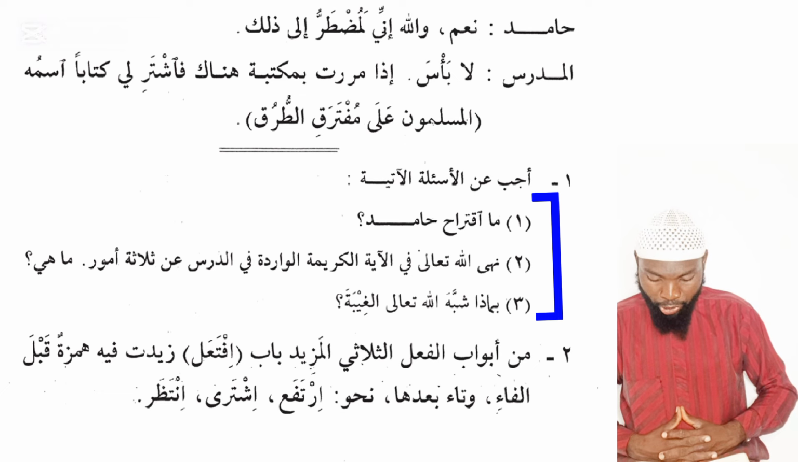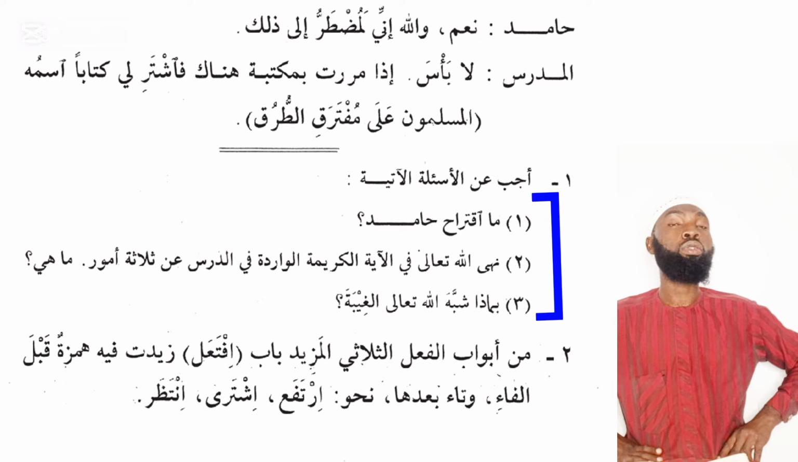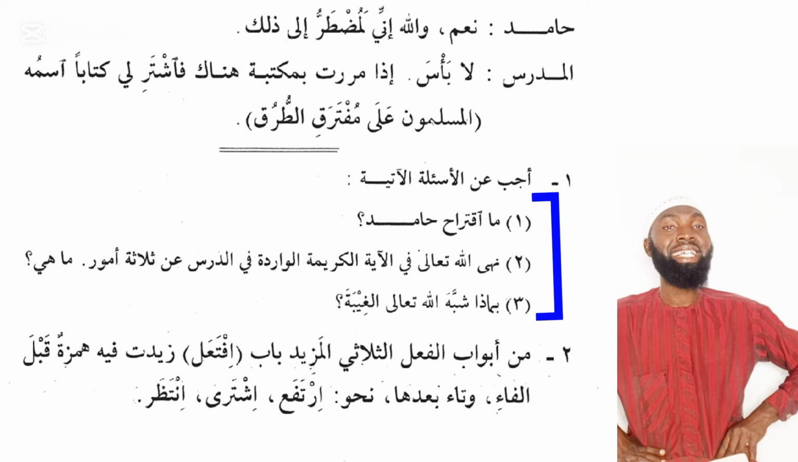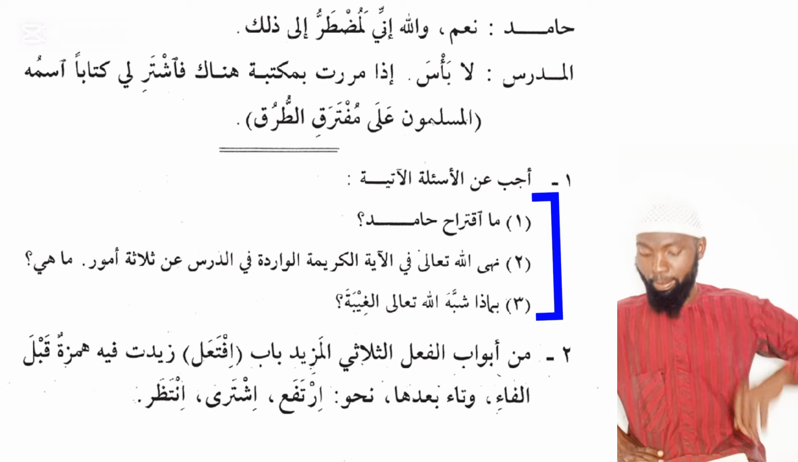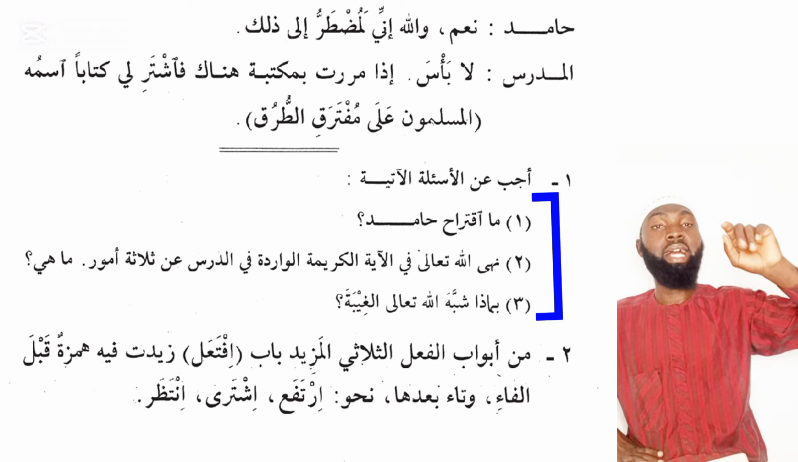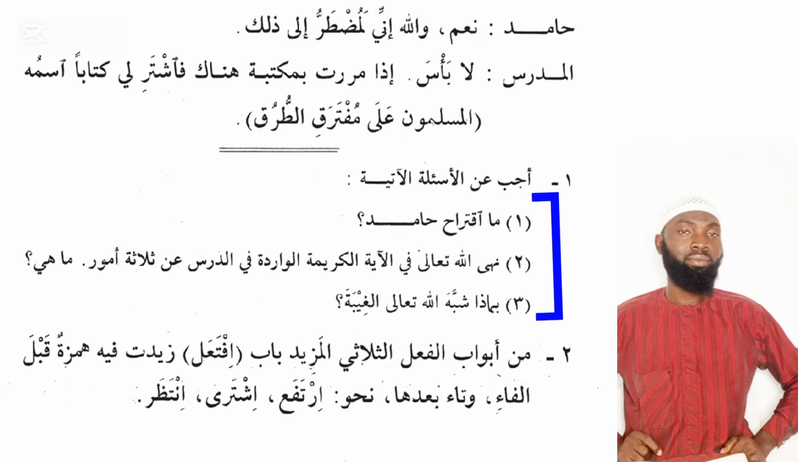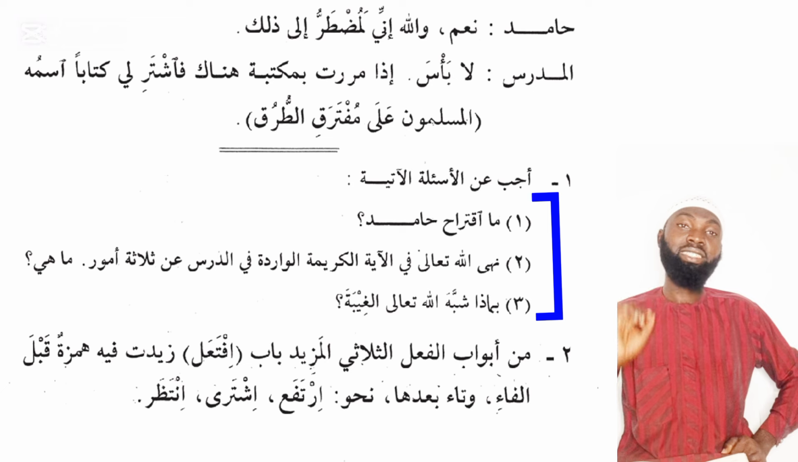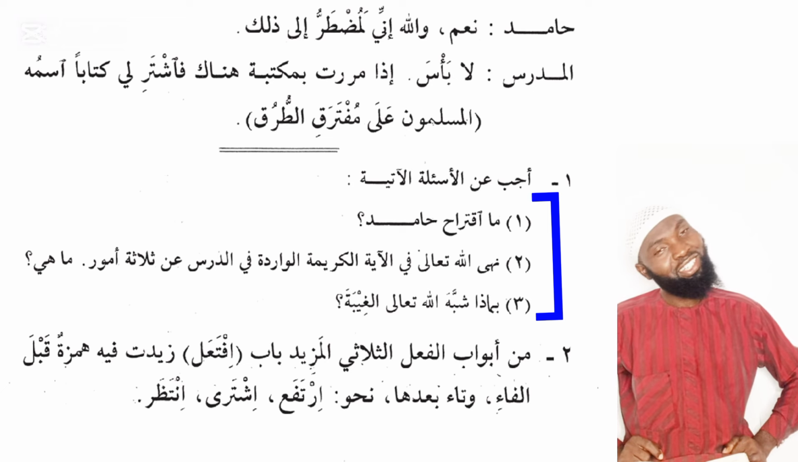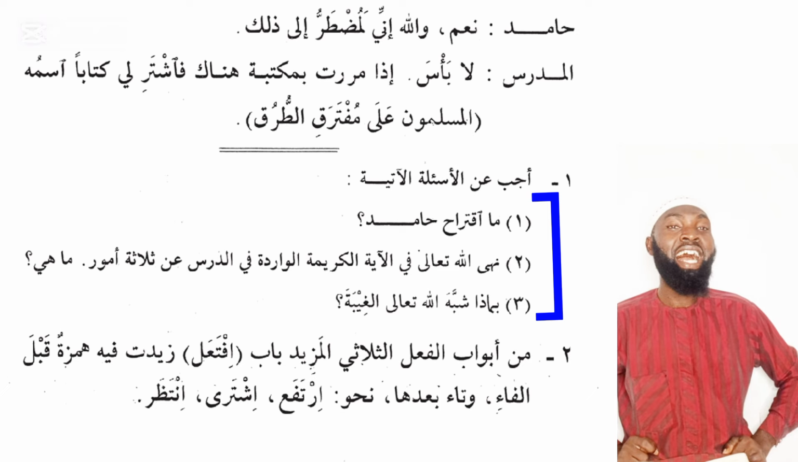Now, we have number 2. نهى الله تعالى في الآية الكريمة الواردة في الدرس عن ثلاثة أمور. Allah subhanahu wa ta'ala prohibited three things in the verse which we read above. Ma hiya, what are they? We say awwaluha, the first of them is adh-dhann, which is suspicion. Wa thaniha, and the second is what? MashaAllah, that is at-tajassus, spying. Wal akhira, and the last one is al-ghiba, which is backbiting.